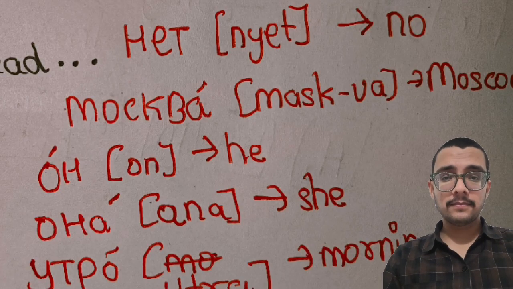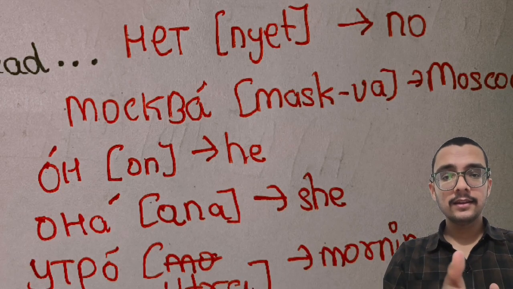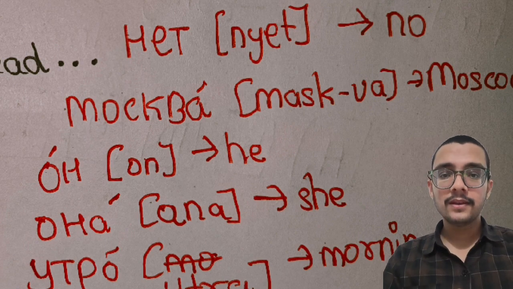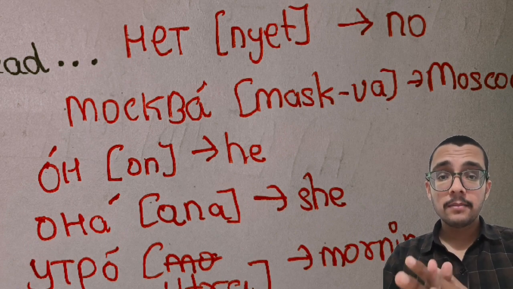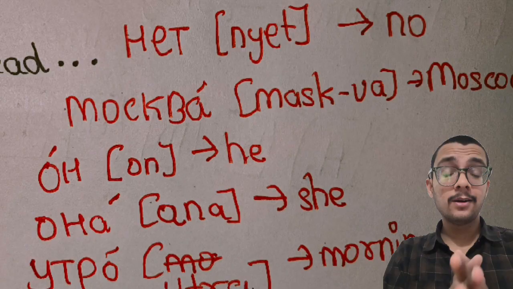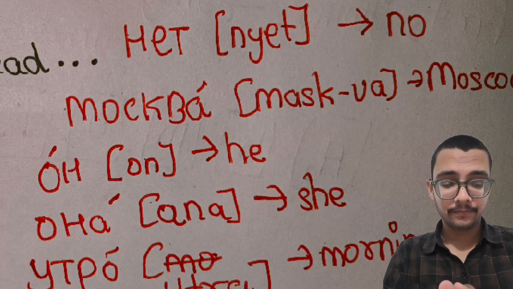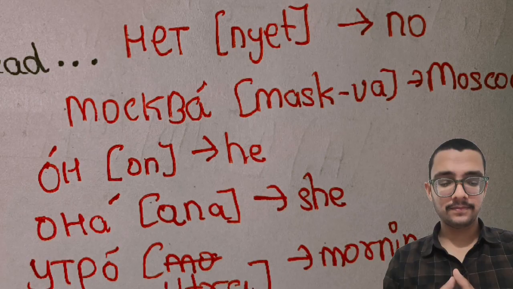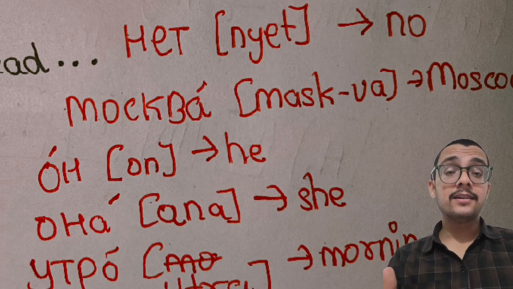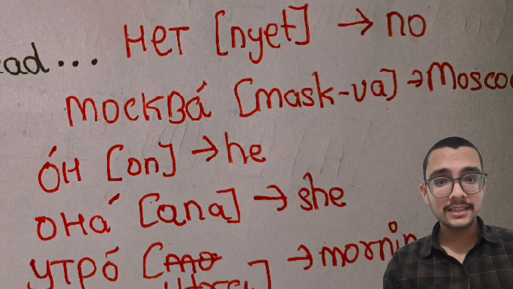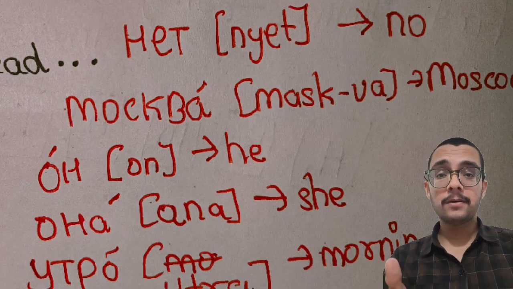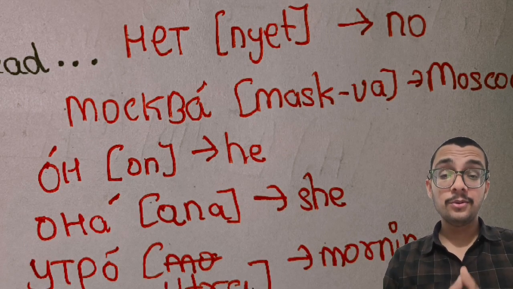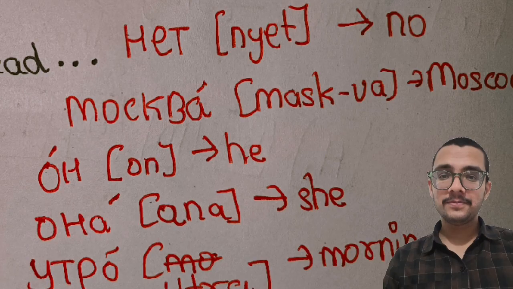This is Nyet. N, ye, t. Nyet. It means no. This is Moskva. M, o, s, k, v, a. Moskva. This is on. It means he. This is Ona. This means she, the counterpart of he. This is Utro. Utro means morning.